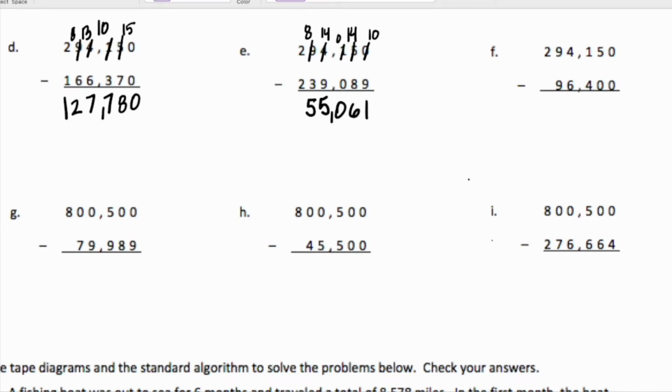294,150 minus 96,400. I can do 0 minus 0. I could do 5 minus 0. I can't do 1 minus 4. So let's take from the 4, it becomes 3. Then this 1 becomes 11. Now I can do 11 minus 4. I can't do 3 minus 6. Let's take from the 9, add to the 3. Now I can do 13 minus 6. I can't do 8 minus 9. So let's take 1 and add 10 there as well.